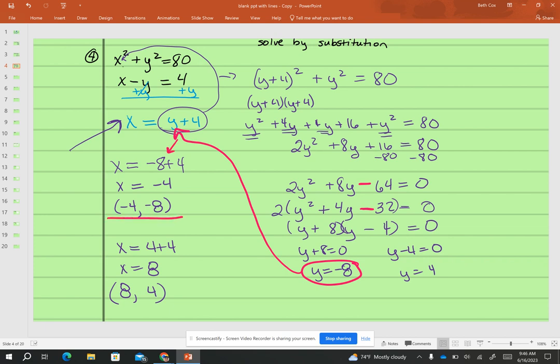And I get this answer. And then I'll do the same thing. I'll take the 4, plug it in again in that same location, and I get this answer. All right, let's move on to number 5.